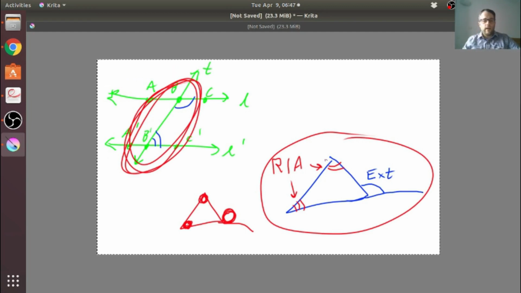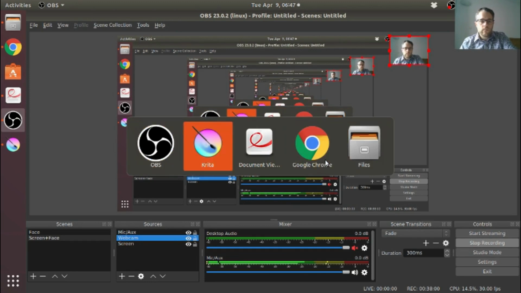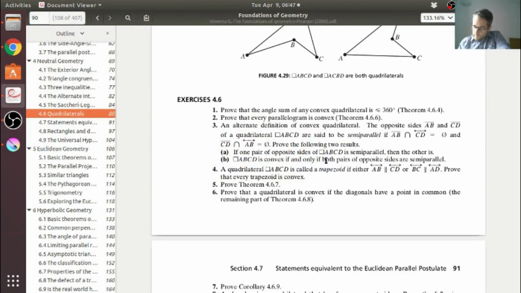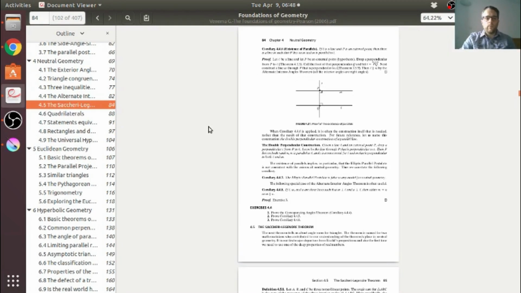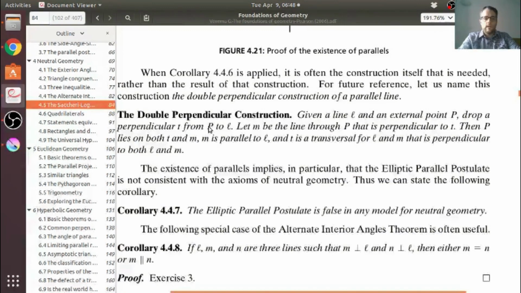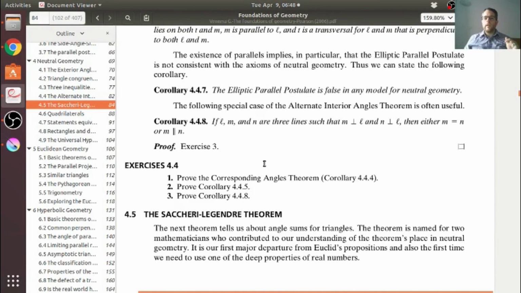All right. Then Samantha also asked about 4.4.8. So this is about 38 minutes. Proving corollary 4.4.8. So corollary 4.4.8 is not going to take too long. If L, M, and N are 3 lines such that M is perpendicular to L and N is perpendicular to L, then either the lines are the same or they're parallel.